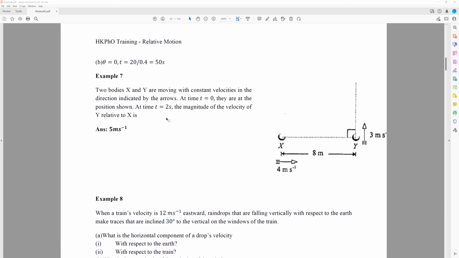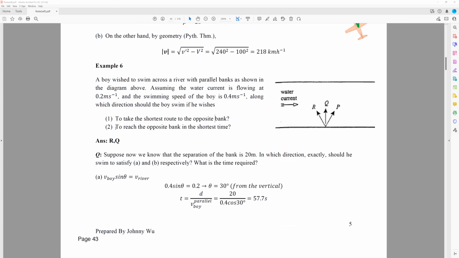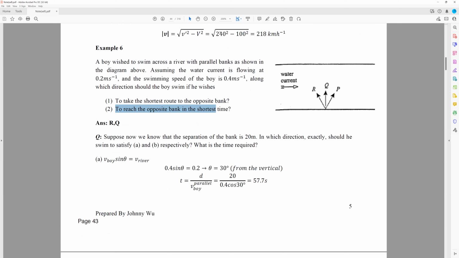So take a look at the next question. Sorry, part B. Reach the opposite bank with the shortest time. Now, let me draw the arrow here. In part A, this is the velocity of the boy relative to the ground. So what if the boy is not heading in this direction? Let's say the boy is heading somewhere in this direction. So this is the velocity of the boy relative to the ground.